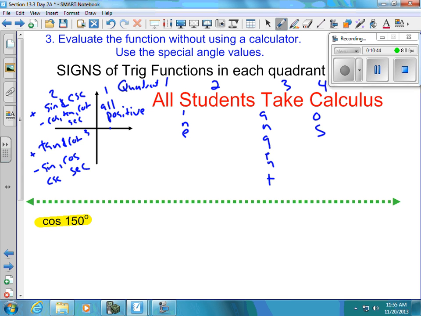Calculus. Cosine starts with the C. Remember, we're looking at the main three. So cosine and secant are positive in quadrant 4. Your negatives are going to be the rest: tangent, sine, so cotangent and cosecant. Those are going to be your negative versions. So that's a way to remember which function should be positive or negative in each quadrant.